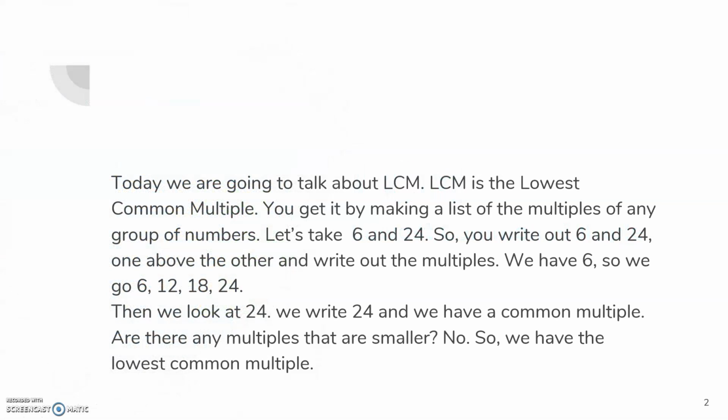Today we are going to talk about LCM. LCM is the lowest common multiple. You get it by making a list of the multiples of any group of numbers. Let's take 6 and 24.